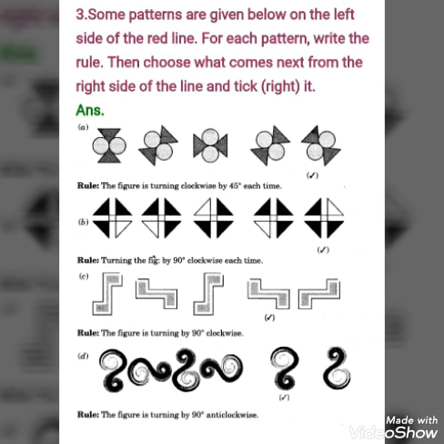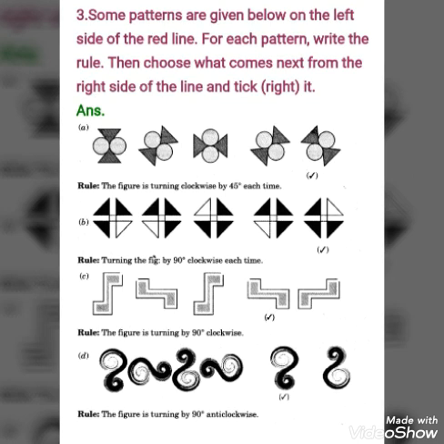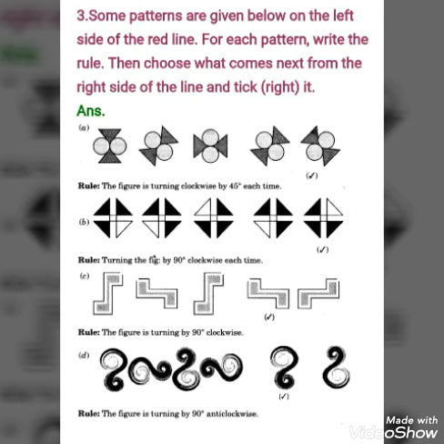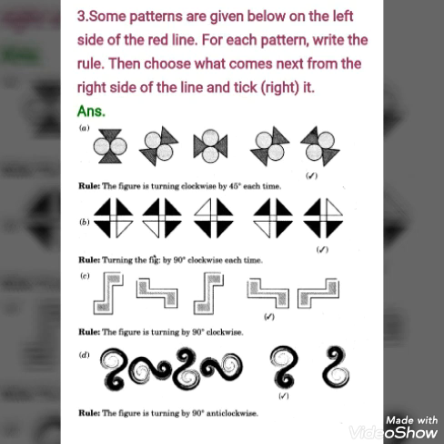For number B, again you can see the answer I have ticked. Here the rule is, because the turning of the figure is by 90 degrees clockwise each time, it is turning clockwise. How much is the turn? 90 degrees. Okay, that means half of the turn, 1/2 of the turn.